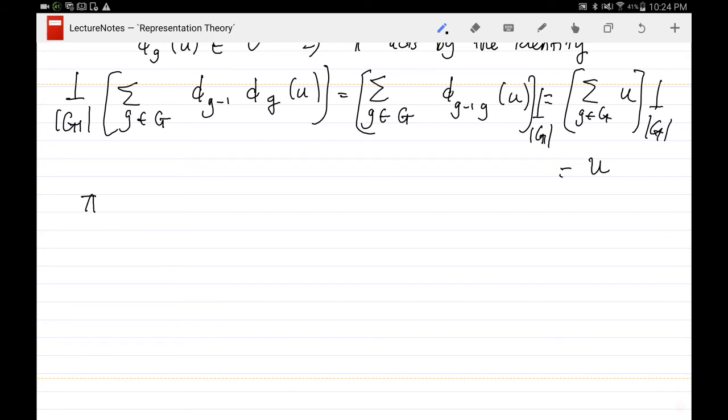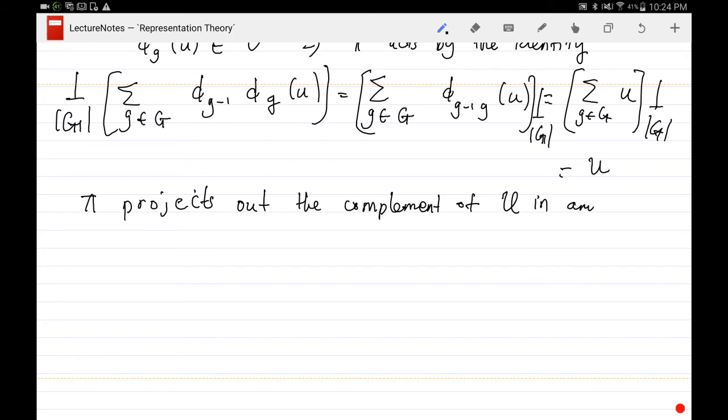So we now have that pi projects out the complement of U in any vector V in that.